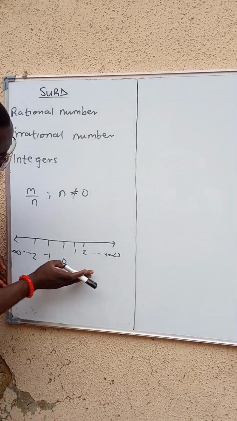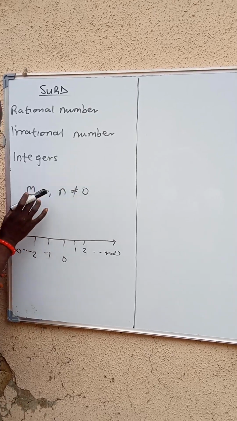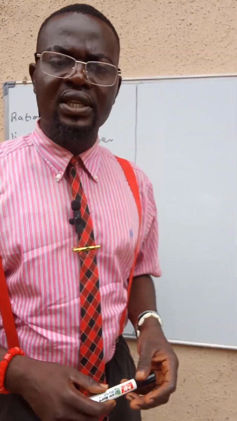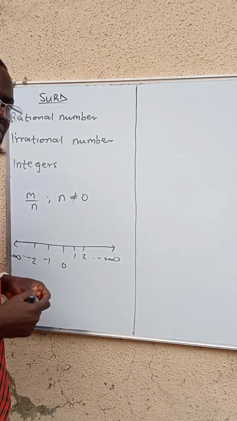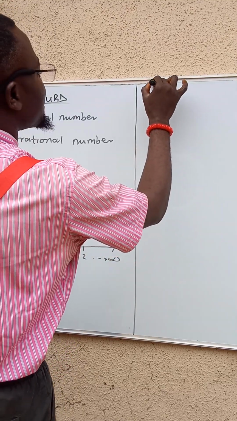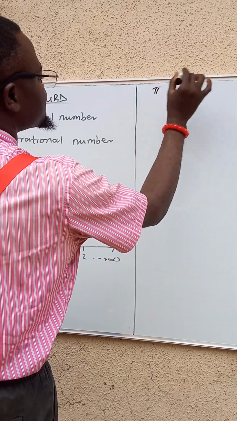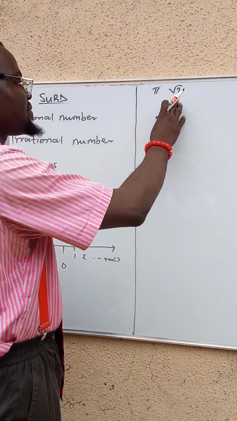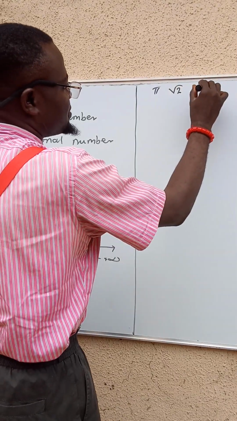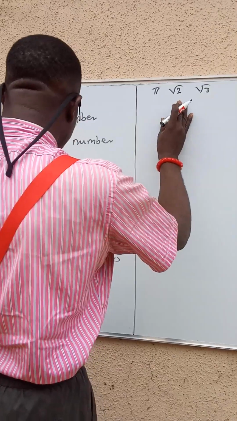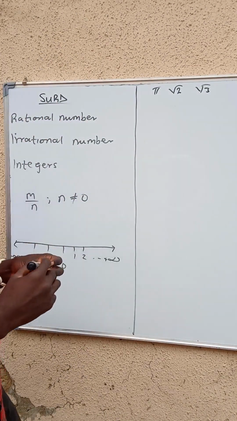So now, what are the examples of rational numbers? It can be 2, 3. These are rational numbers. Then the examples of irrational numbers. For example, we have pi. This is an example of an irrational number. Root 2 cannot be expressed as a fraction. Root 3 cannot be expressed as a fraction. So these are what? Irrational numbers.